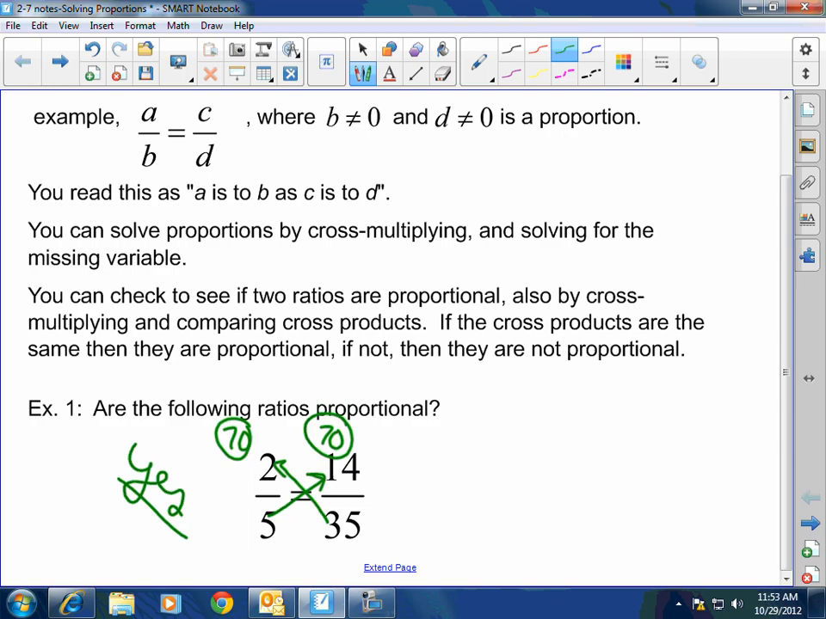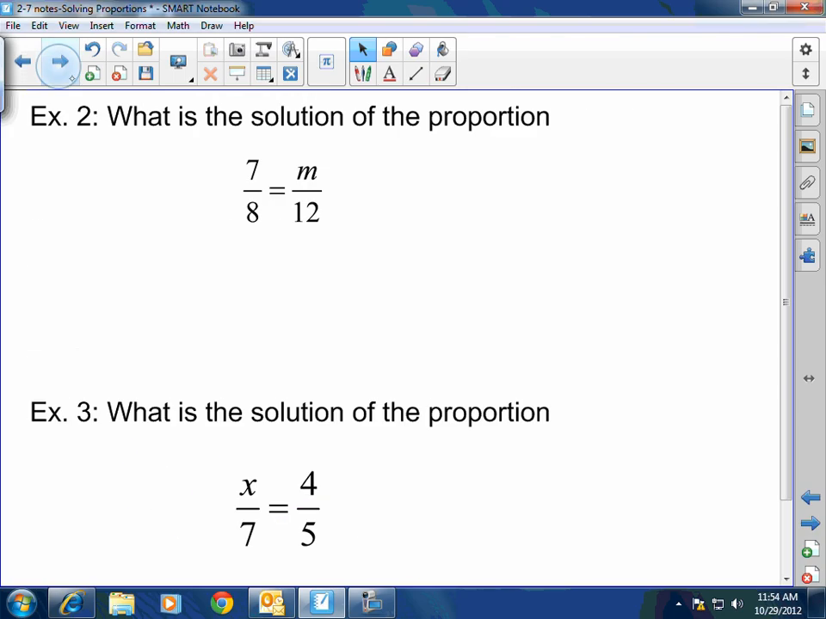Does that make sense, guys? So if I give you two ratios and I ask, are they proportional? All we have to do is cross multiply and compare the cross products. Those cross products are equal, and they're proportional. If the cross products are not equal, then they are not proportional. Does that make sense? Okay. Let us continue, please.